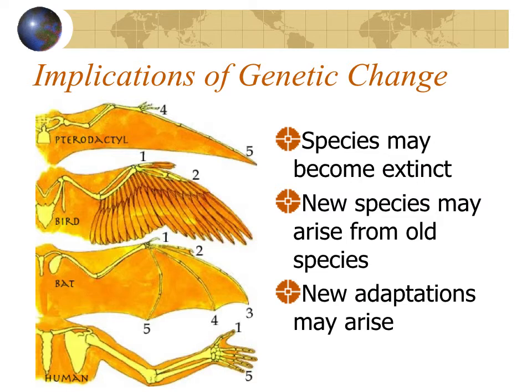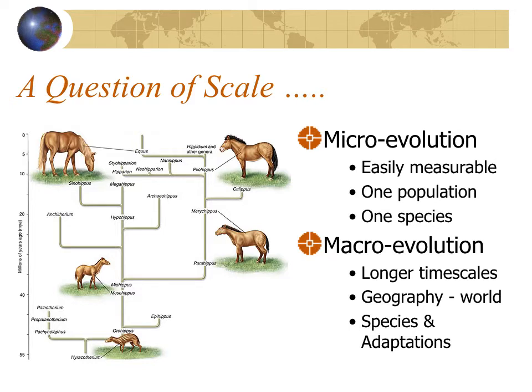So here we have the forelimb in four different animals. Has the same number of bones, just modified. When we talk about evolution, we also sometimes talk about scale. Okay, microevolution is easily measured. This occurs over a short period of time in a single population, and it's change in one species. So this is like my example with insects and the insecticide that is used to control them. We see these happen over the lifespan of one human being.